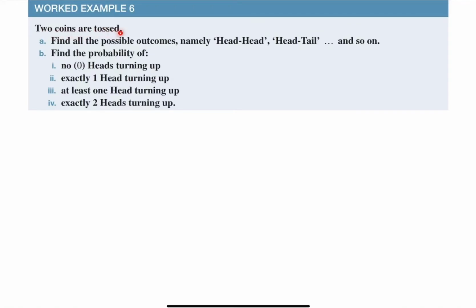Two coins are tossed. Find all the possible outcomes, namely head, head, head and tail, and so on. To do this, I'm going to do a tree diagram. For the first toss, it's going to be either heads or tails. And the chance of getting a head, because they are equally probable, is 0.5 and 0.5 for having a tail. This will be for my first coin toss.